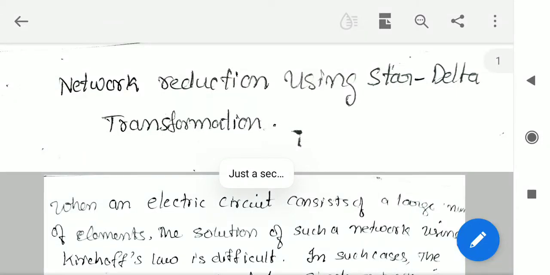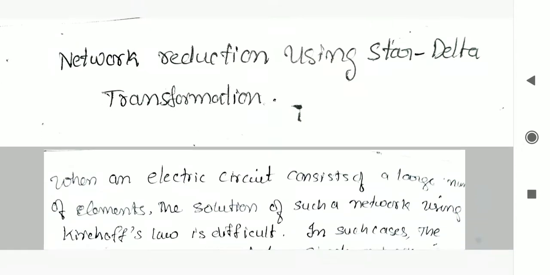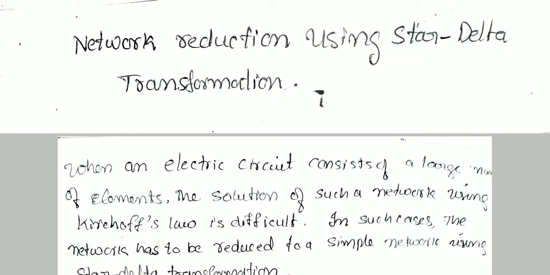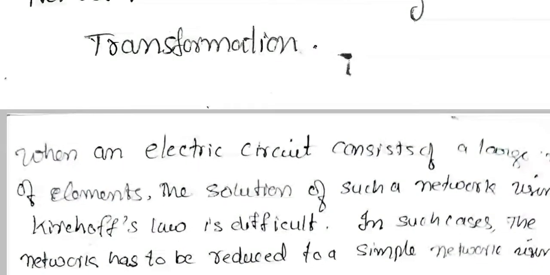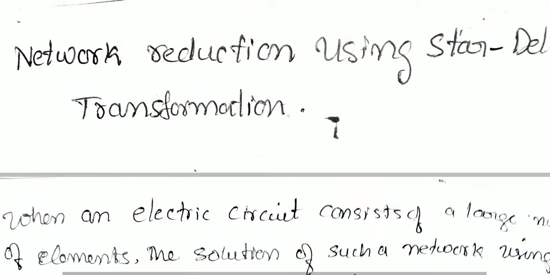Students, today we are going to study network reduction using star to delta transformation. Previously we have seen Kirchhoff current law and Kirchhoff voltage law. Any network can be reduced using these Kirchhoff laws. Sometimes we cannot use them if the network is complicated and many elements are there; we cannot go for Kirchhoff voltage and current law. So we have to reduce the elements.